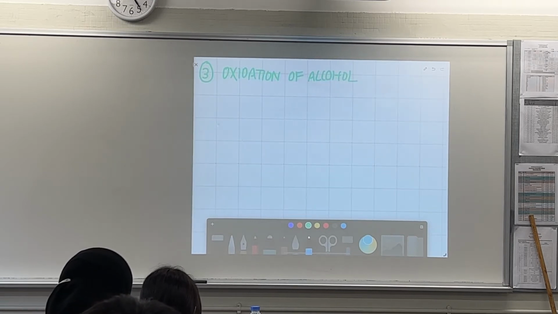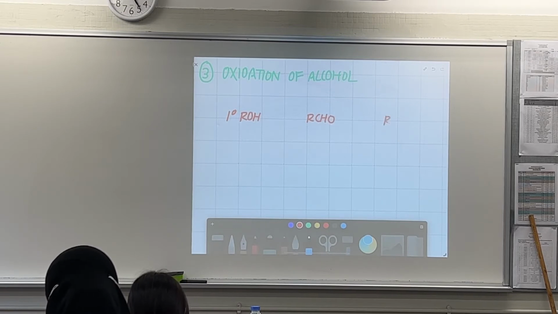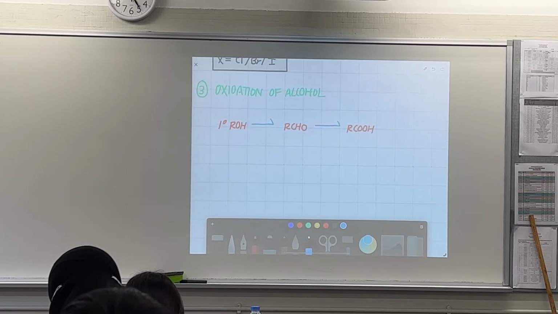Now we are looking at it in this map-like thing. Primary alcohol will first be oxidized into aldehyde, and then to carboxylic acid. So when we go forward, we call this oxidation. You can put down some labels first. Going forward means oxidation.